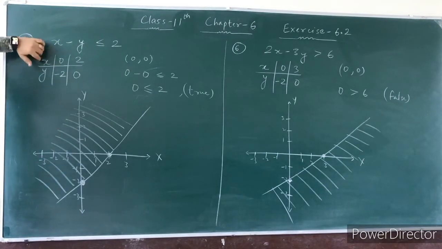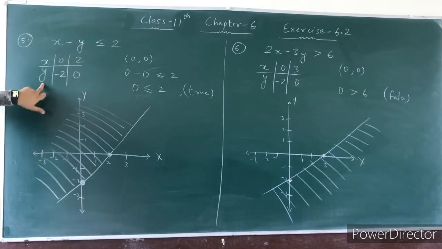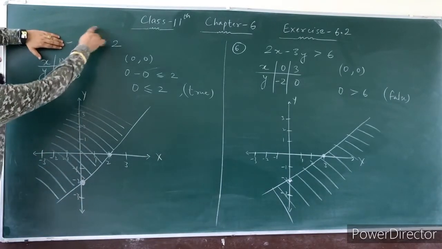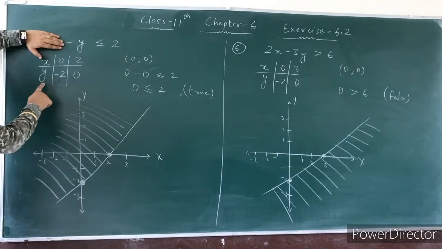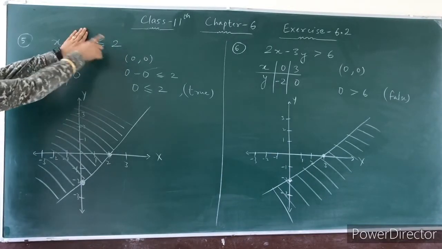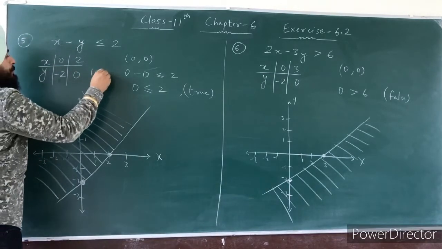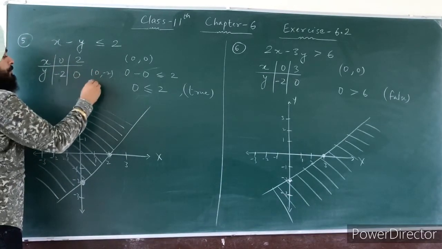First, when you put x equal to 0, the corresponding value of y is minus 2. If you put x as 0, then what is y? y is minus 2. And when y is 0, then what is x? x is only 2. So there are two points: the first one is (0, minus 2), and the second one is (2, 0).